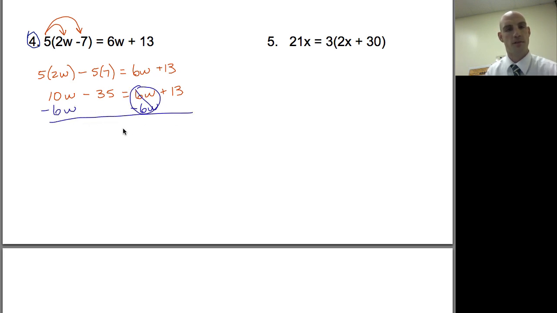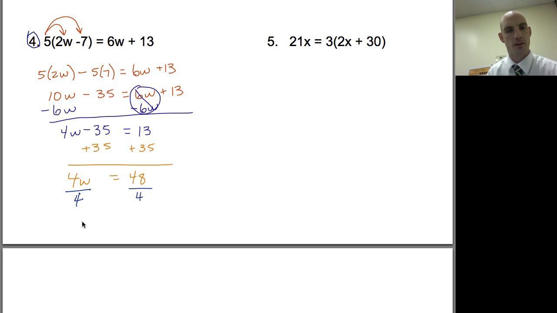It is gone on this side. I'm left with 13. 4w minus 35 equals 13. This is an equation I know how to solve. So I'll do zero pairs. 4w equals 48, and then I'll perform opposite operations. W equals 12. Okay, you see how that works?